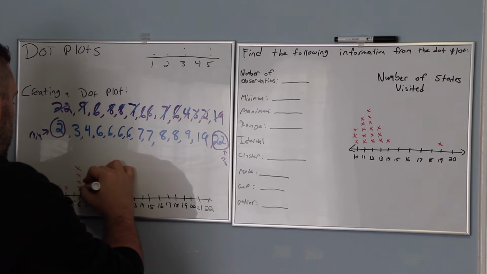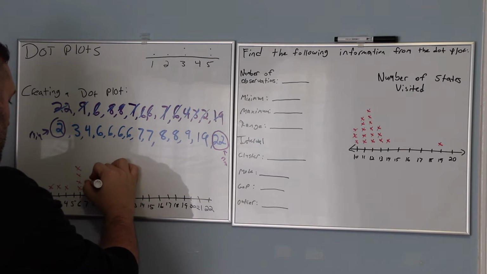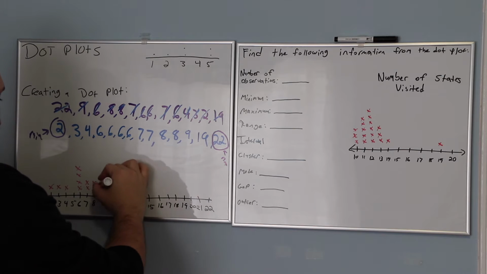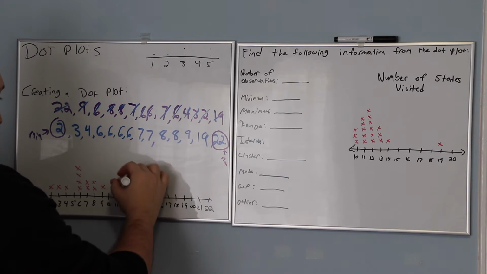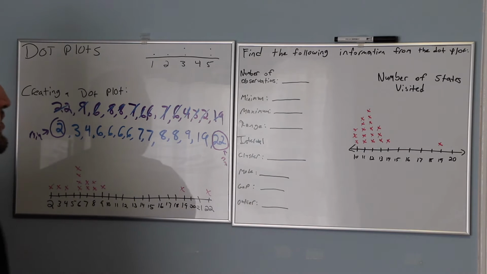I see 2 7s. I see 2 8s. I see a 9. I see a 19. And I see a 22.